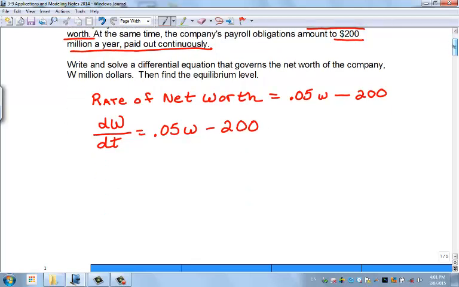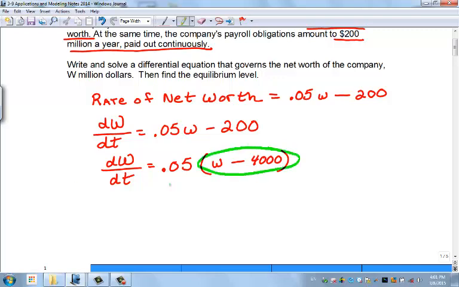Now we're just going to solve this, so I'm going to quickly solve it. First thing I will do is factor out this 0.05, or you could divide both sides by it, but I'm just going to factor it out. So dW/dt is equal to, because we have to separate our variables, the easiest way to separate our variables is to factor out the 0.05. So 0.05 W divided by 0.05 gives us W. 200 divided by 0.05 gives us 4,000. So we get 0.05 times (W minus 4,000). Now we'll separate the variables, so we'll divide both sides by W minus 4,000, and then multiply both sides by dt. When we do that, we get dW over W minus 4,000 is equal to 0.05 dt.